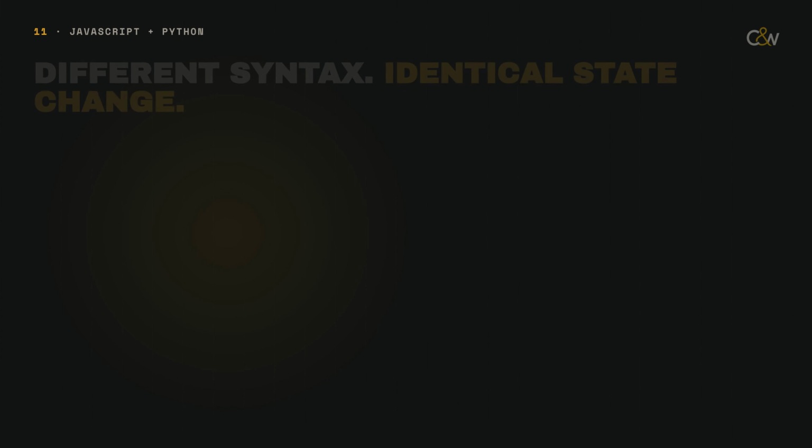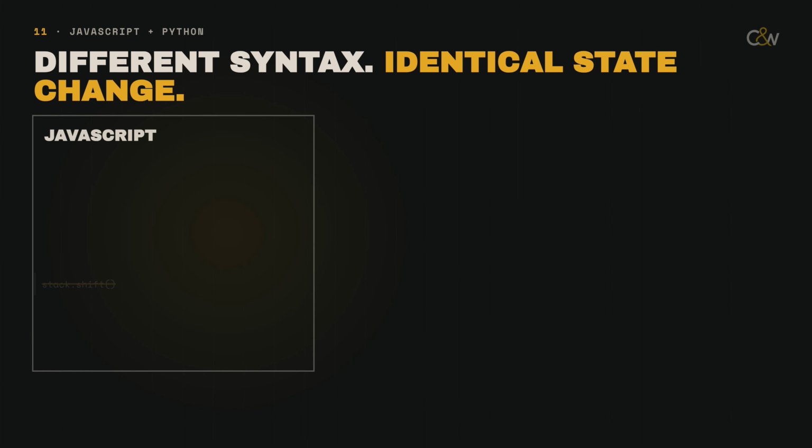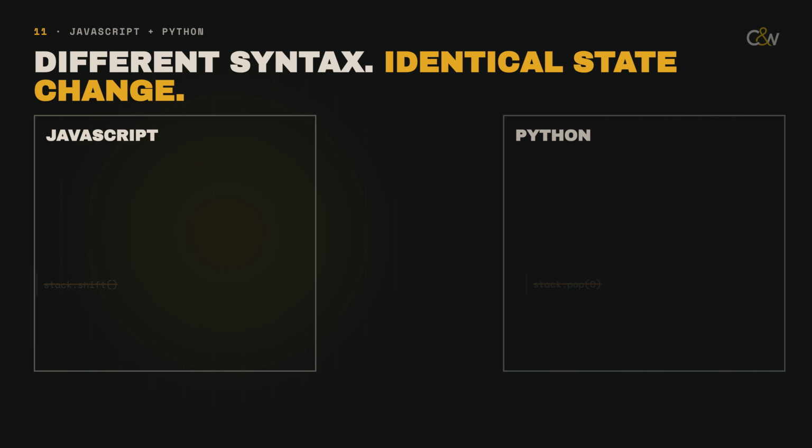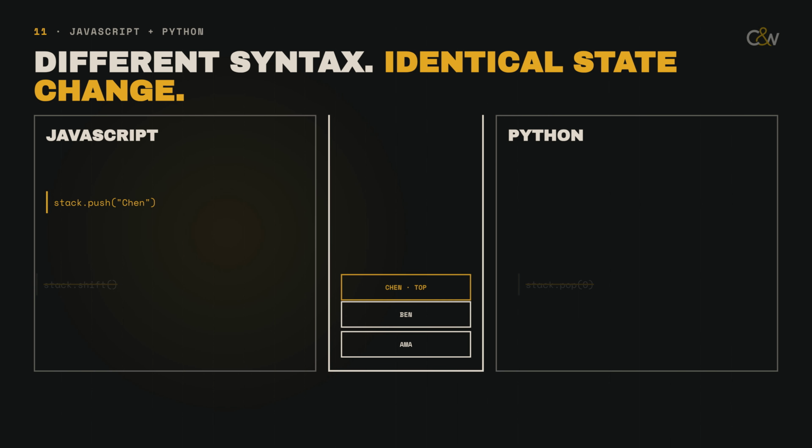In JavaScript, an array can act as a stack. Push adds to the end, pop removes from the end, and the final index lets us peek. In Python, a list does the same job. Append pushes, pop removes, and index -1 peeks at the final item. Start with Amr and Ben. Push Chen. Peek returns Chen, but the stack stays unchanged. Pop returns Chen, and Ben becomes top again. The syntax differs, yet the state changes are identical.